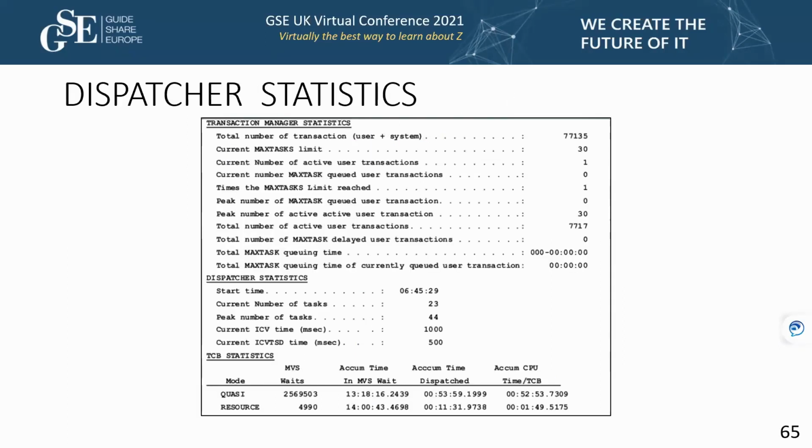So here's a little bit of dispatcher statistics. You could see the total number of transactions in my system, current max task limit, peak number of transactions. And then down at the bottom of the dispatcher statistics, you could see things like current number of tasks, peak number of tasks. There's my ICV time, interval control value. Again, I make that larger. ICVTSD should always be set to 0. The default is 0 today.